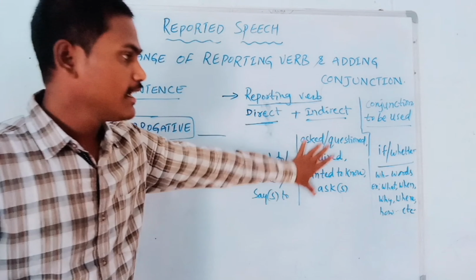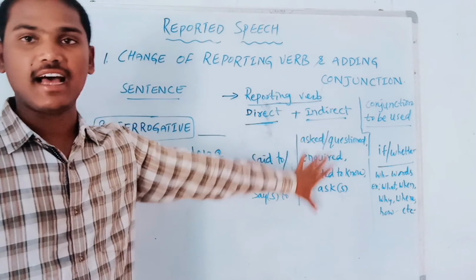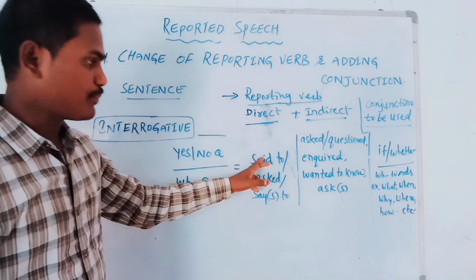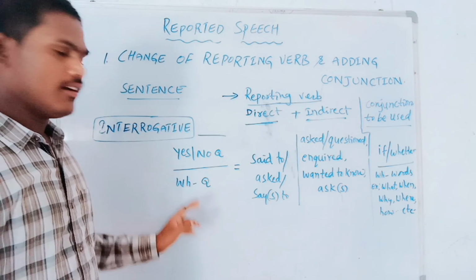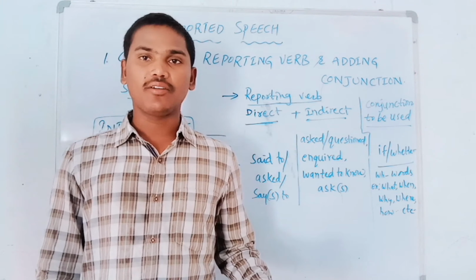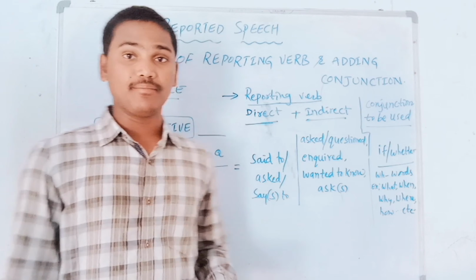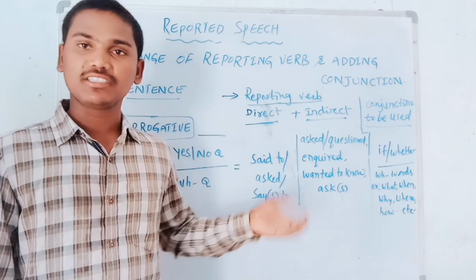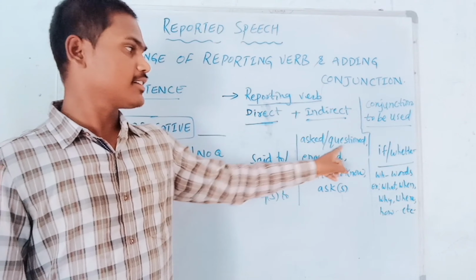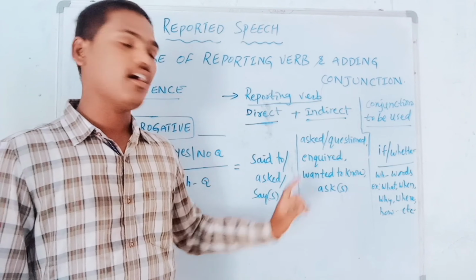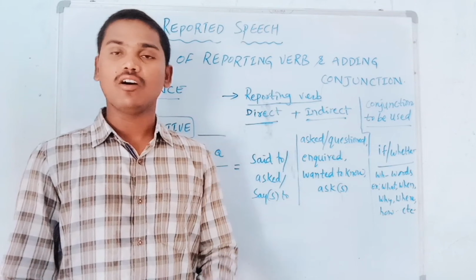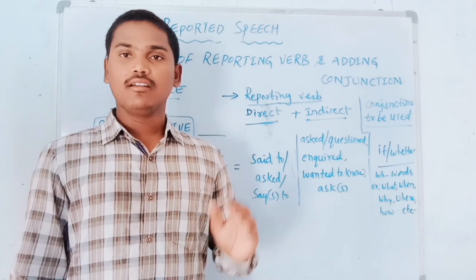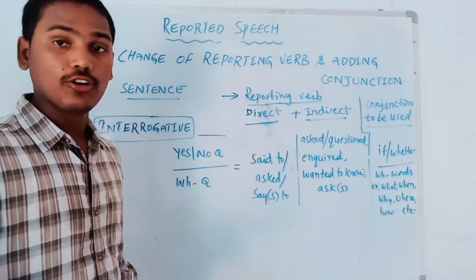So these are the indirect speech words to write. If we get any one of these three in direct speech, whether that is a yes or no question or a WH question, we don't mind, but we will definitely get any one of these three, and we have to change it in indirect speech as asked, questioned, inquired, wanted to know, based on the question. I will definitely explain that when I explain the examples. Don't worry and don't bother about that.